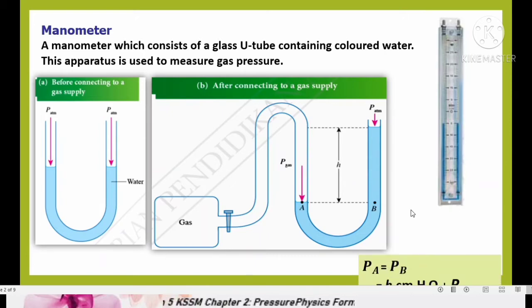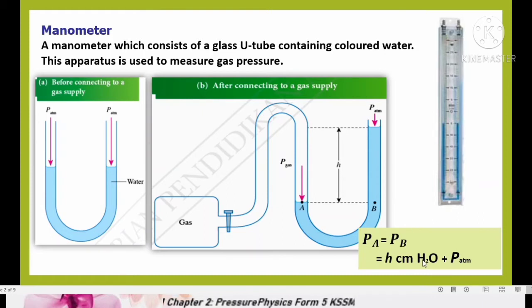So to determine the pressure of the gas, we can use this formula. Pressure at A equals pressure at B, and pressure at B equals H centimeter of water plus atmospheric pressure. As you know, pressure can also be stated in metric unit, centimeter of water or cmH2O, or meter of water. Thus, we can use this unit to represent pressure due to water.